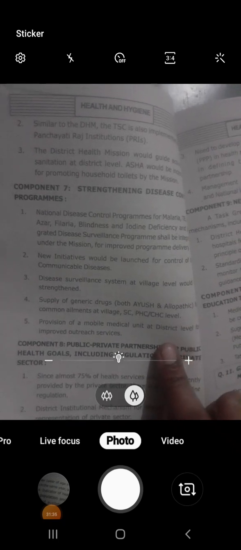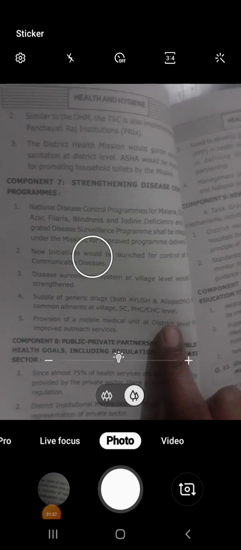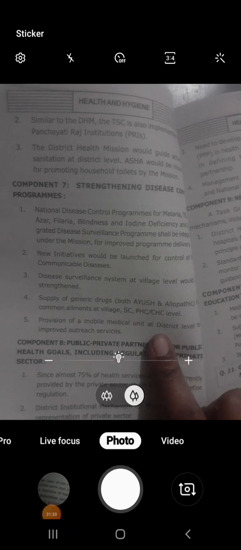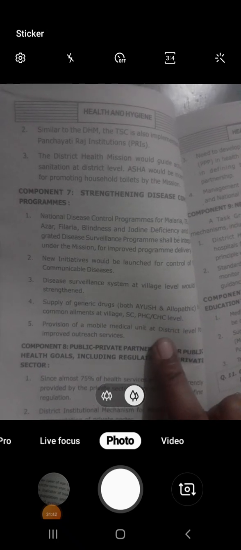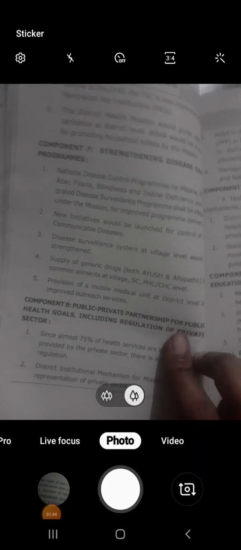Next we are going to have national disease control programs for malaria and strengthening disease programs. Okay, surveillance, new initiatives launched for control of communicable diseases, village level, and also AYUSH. So these all will come under strengthening disease control.